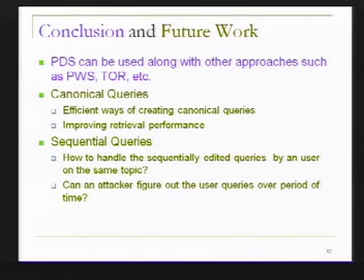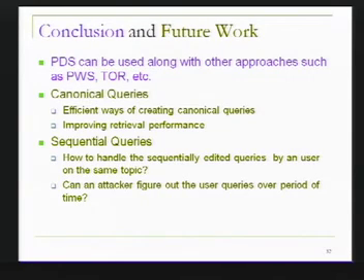And also improving retrieval performance. You're going to replace your original query with a different query. Then how do you make sure that the transformed query will bring you what the original query would bring you? You want to have maximum overlap. So that's another aspect of this canonical query problem.